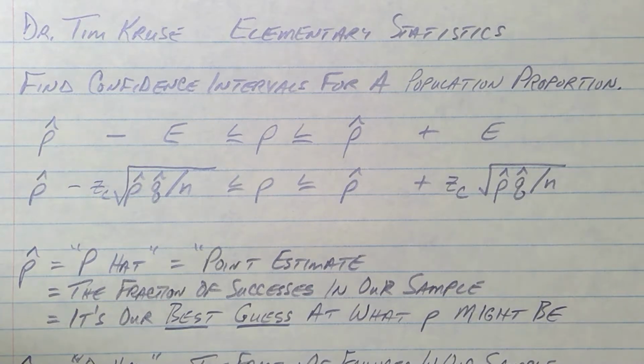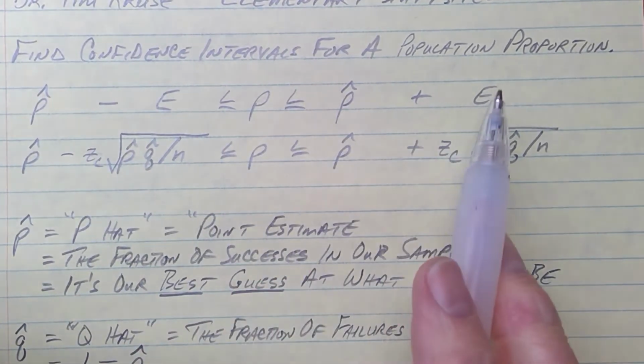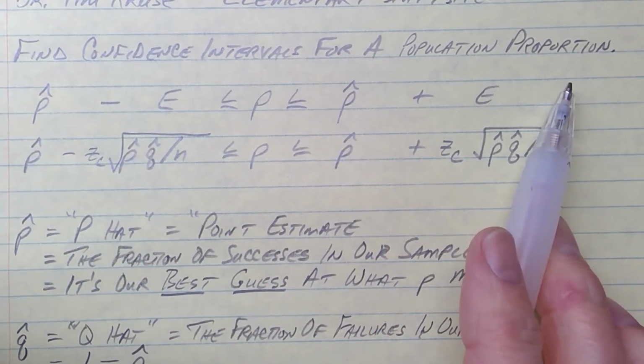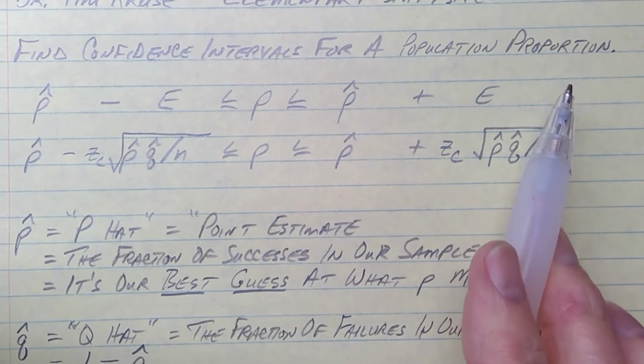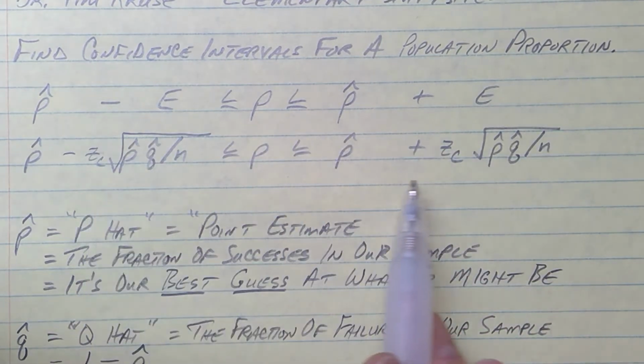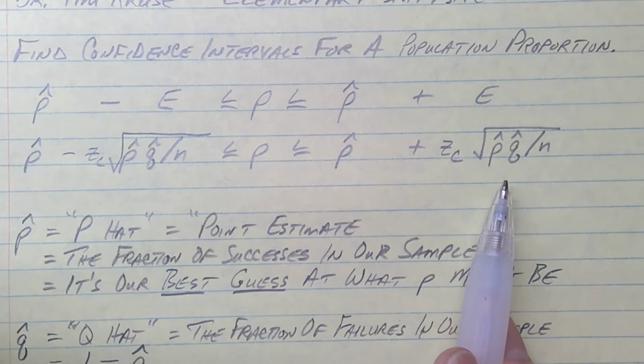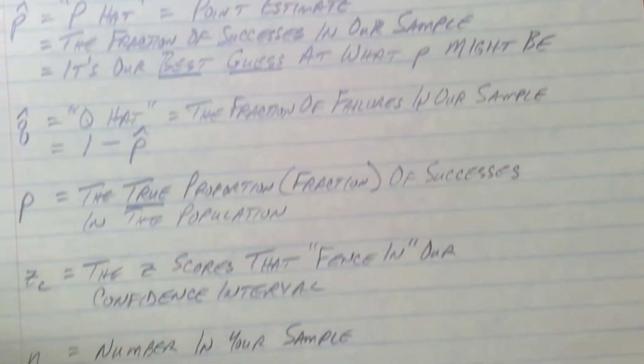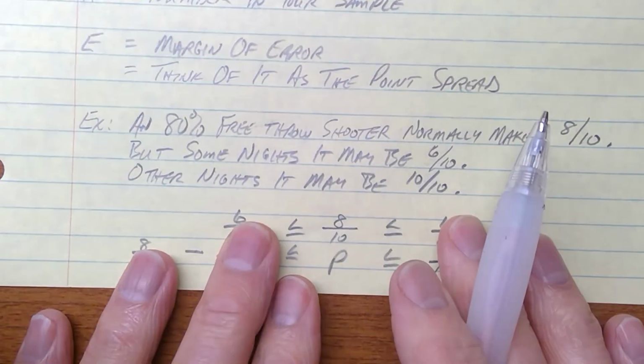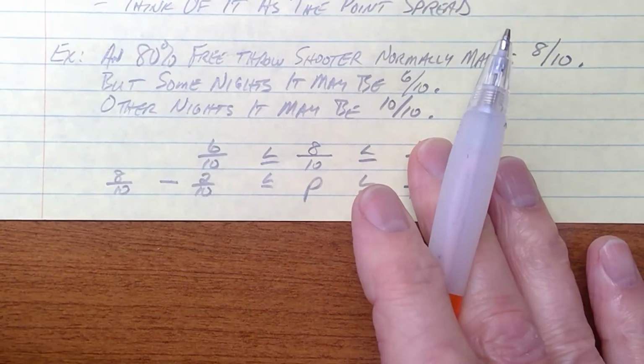This is elementary statistics, and today we're going to find a confidence interval for a population proportion. All right, think of proportion like a fraction. Now here's the formulas we're going to use, and I'll explain all the symbols here in a minute, but it might be easier if we just start with a nice easy example down here at the bottom.